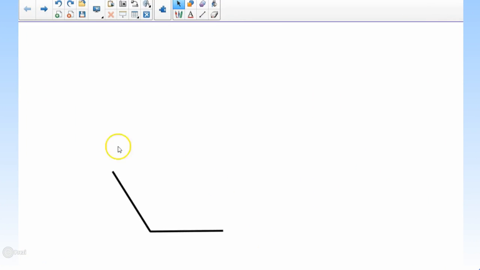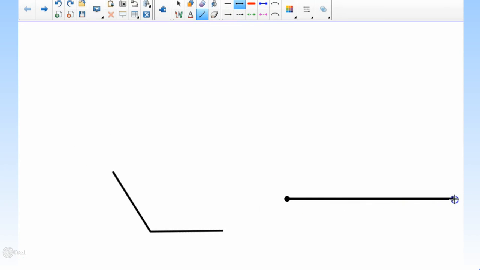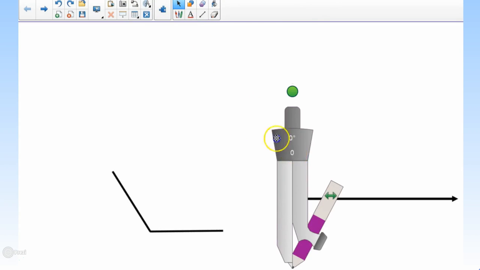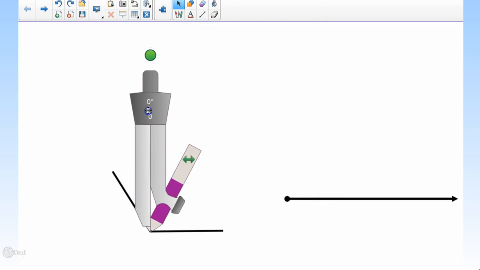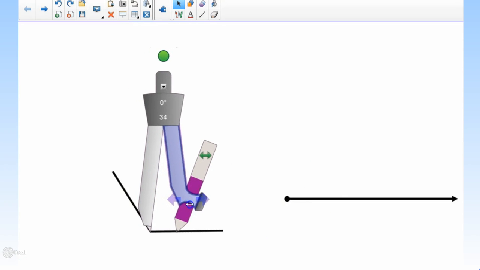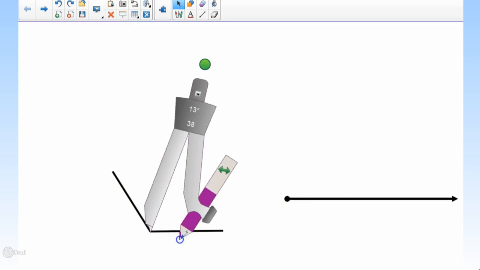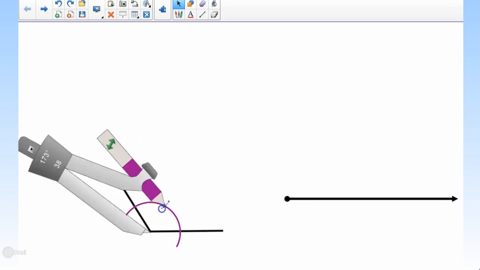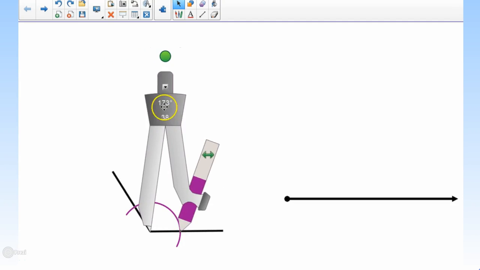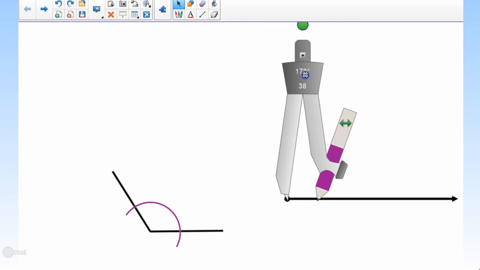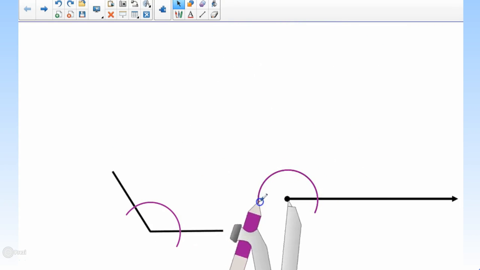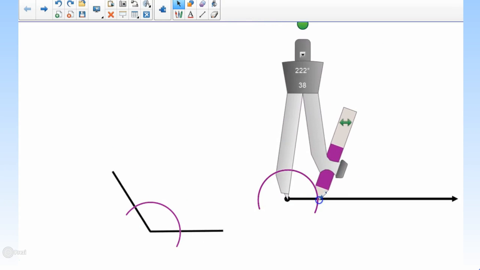Here I've drawn just a random angle, and I am going to construct an angle that is congruent to it. I'm going to start by giving myself an endpoint and a ray. Then I need my compass. I will open up my compass and make just a random arc. I am going to bring this over to my ray, and make the same random arc, making it nice and big.